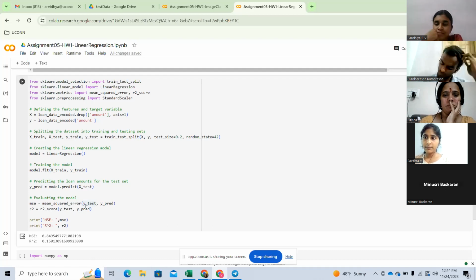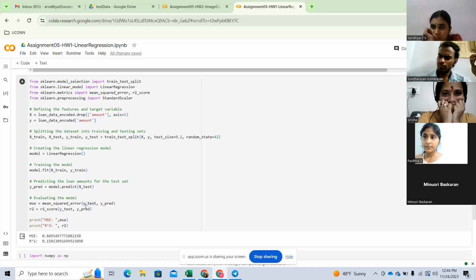Actually, according to my intuition, in two dimensions we have the correlation coefficient, but in multi-dimension, what is the change in the target with respect to the change in the attributes is what R square tells. That's according to my understanding.